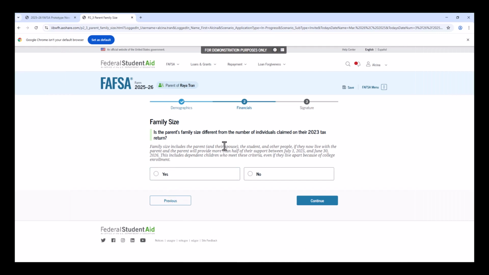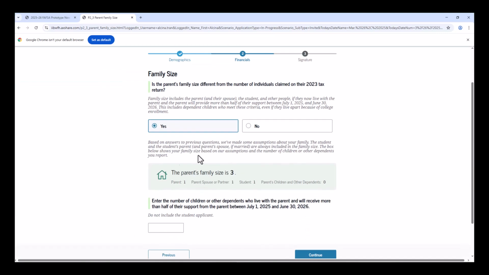It is then asking what your family size is, okay? So it says here family size includes the parent and their spouse, the student, and other people if they now live with the parent, and the parent will provide more than half of their support between July 1st of 2025 and June 30th of 2026. So this includes dependent children who meet these criteria even if they live apart because of college enrollment, okay? We are making it a best practice to select yes here so that we can see what has been actually pulled over from those taxes.